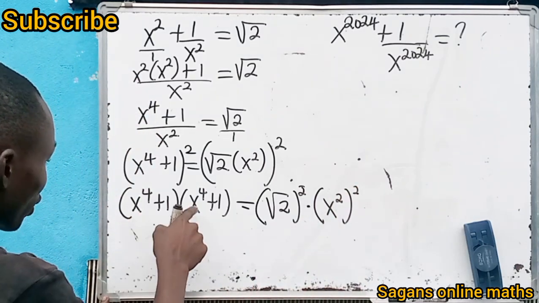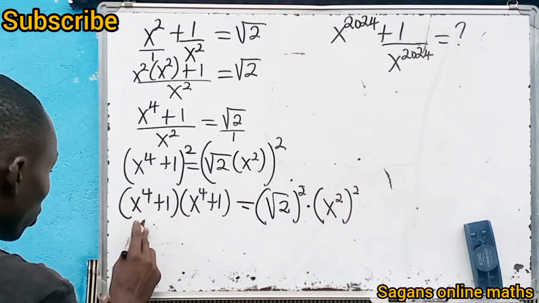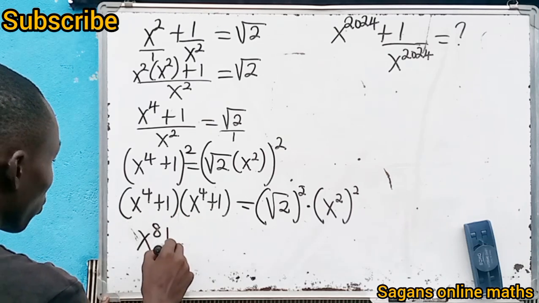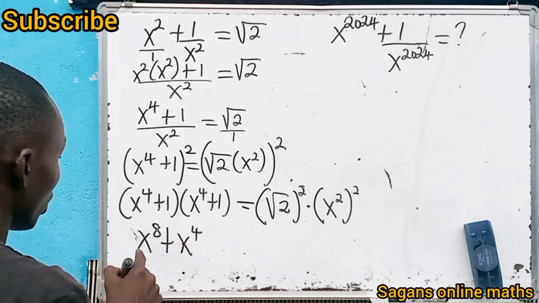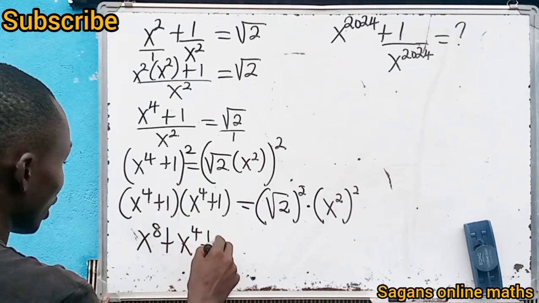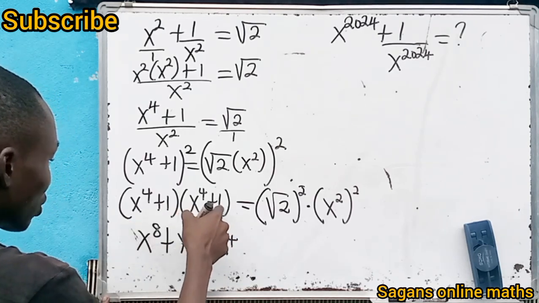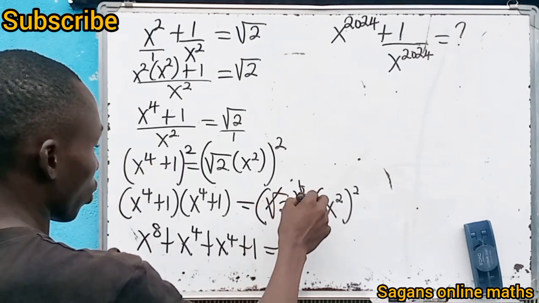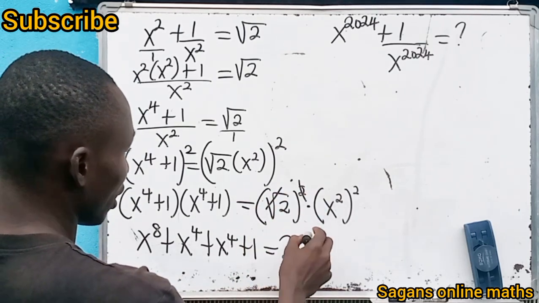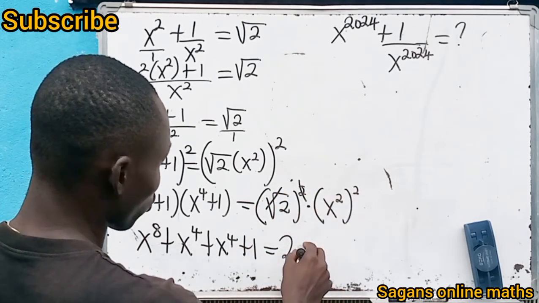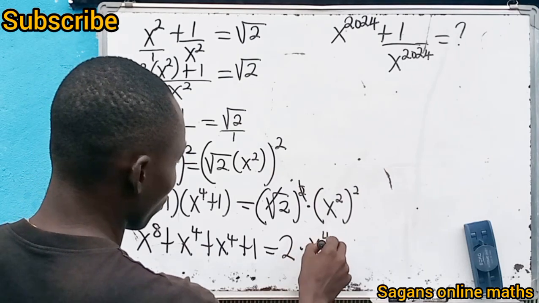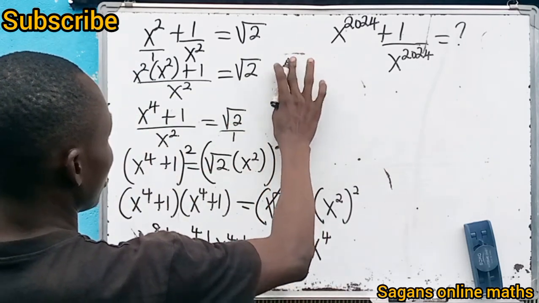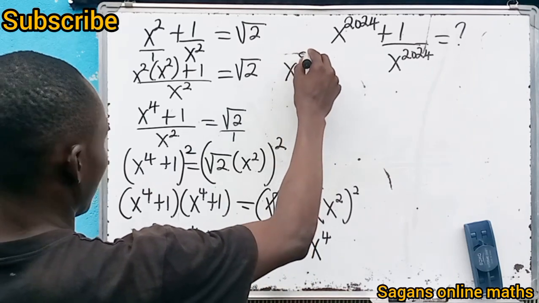So x to the power of 4 times x to the power of 4 is x to the power of 8. x to the power of 4 times 1 gives plus x to the power of 4. 1 times x to the power of 4 gives plus x to the power of 4. 1 times 1 gives plus 1. This is equal to the square; we cancel the square of root 2, and we are left with 2. Now 2 times 2 here will give us 2 multiplied by x to the power of 4.